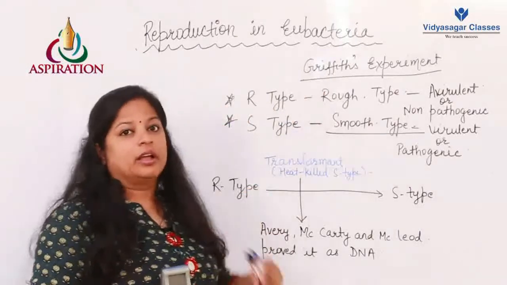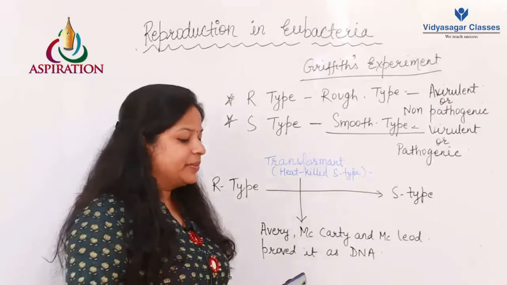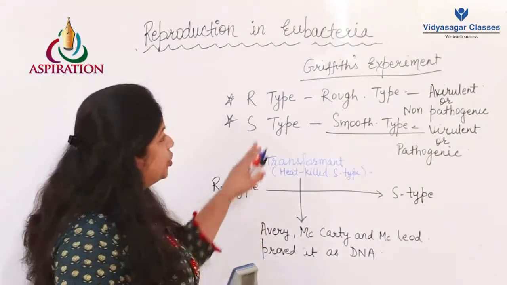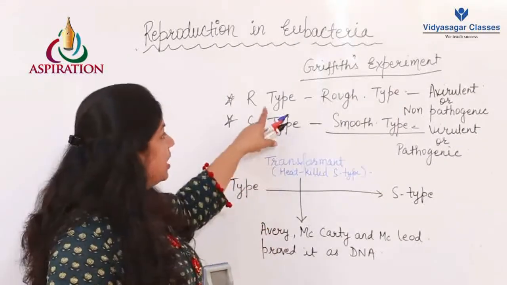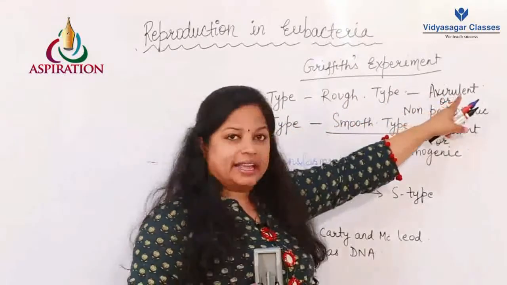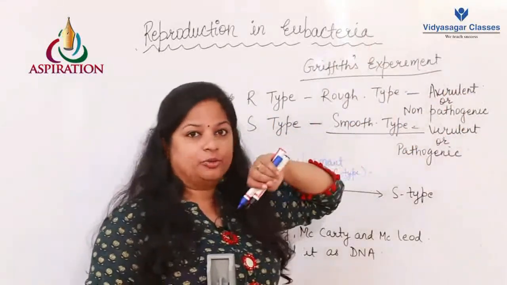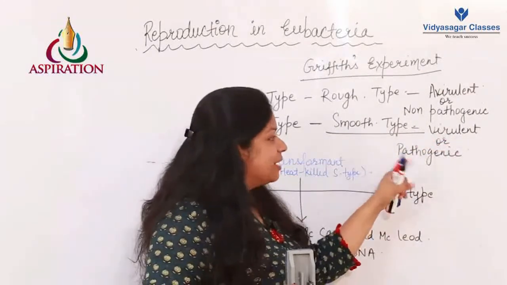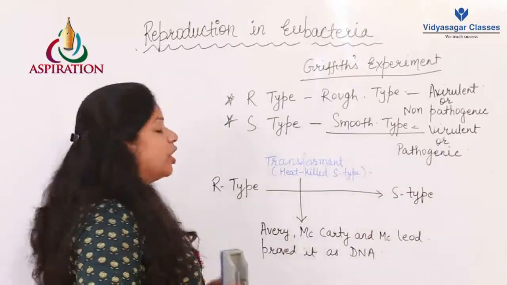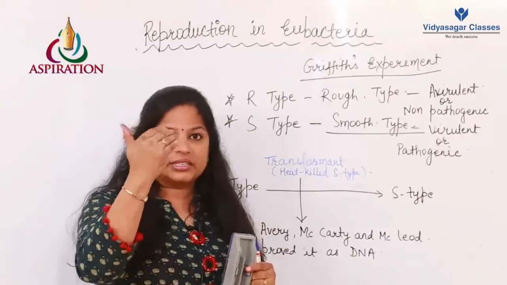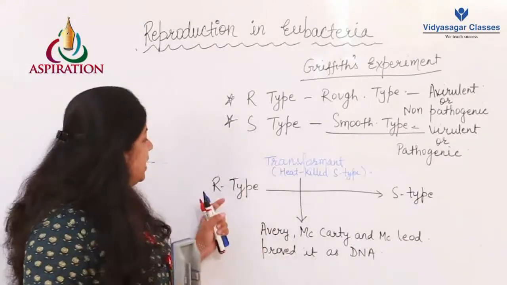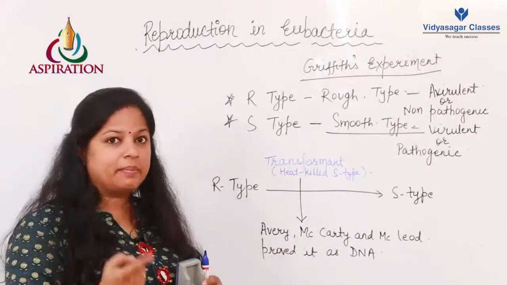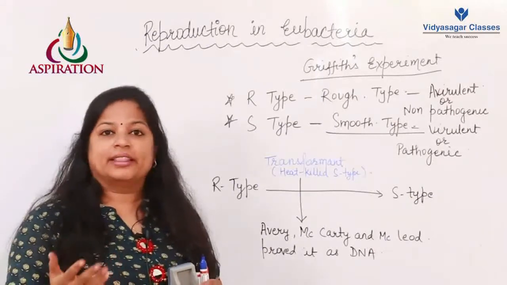Here Griffith took mice and a bacterium, Diplococcus or Pneumococcus or Streptococcus, and he took two strains of that bacteria, one R type or rough type, which is avirulent, which doesn't have the ability to produce the disease, and one S type or smooth type, which is virulent, which can be pathogenic to the mice. What he did? In the first step, he introduced the living R type inside the mice and the mice survived. In the next step, he introduced S type and the mice died.